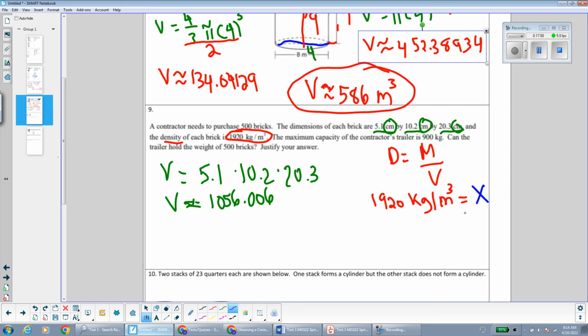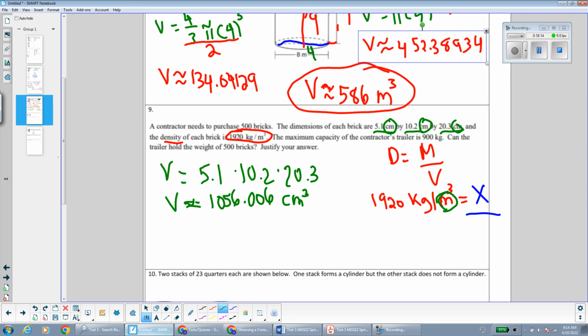So I don't know that, so I'm going to leave that as X. And I have the volume. But the thing is that all the units I was multiplying before were in centimeters, so my volume's in centimeters cubed. But the volume unit in my density is meters cubed. So before I can plug my volume into my density formula, I do have to convert from centimeters cubed to meters cubed.